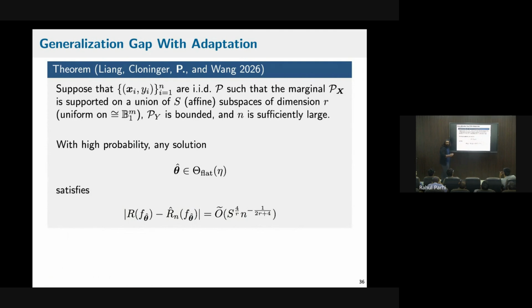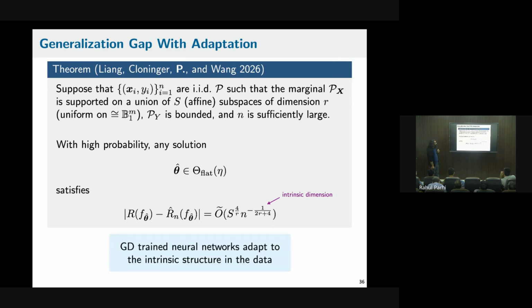So I have a bunch of low dimensional disks, and I'm uniform on each disk, and I take the mixture of all of those disks. So let's say I take S subspaces, each of dimension R. Again, Py is bounded. Then you can show that if you find one of these flat solutions, your generalization bound looks something like this. So you see here, this is n to the -1 by 2r plus 4. So it's the intrinsic dimension rather than the ambient dimension.